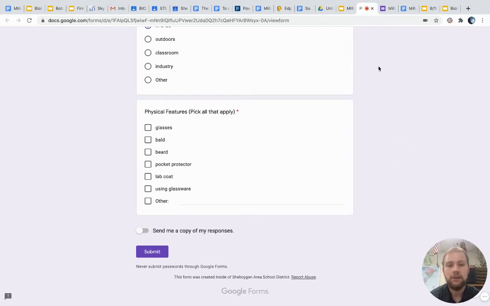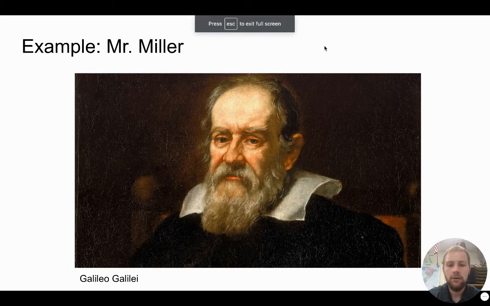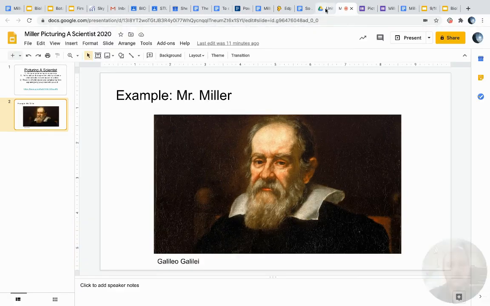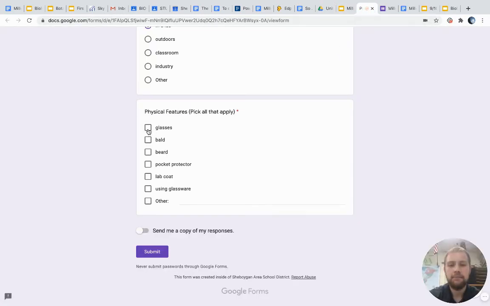Physical features. So I might have to look back at the picture for this. So he had no glasses. He has a beard, kind of an elderly gentleman. So kind of not bald, but balding. He has a beard, using glassware. He may have, but I'm just going to go ahead and do this.